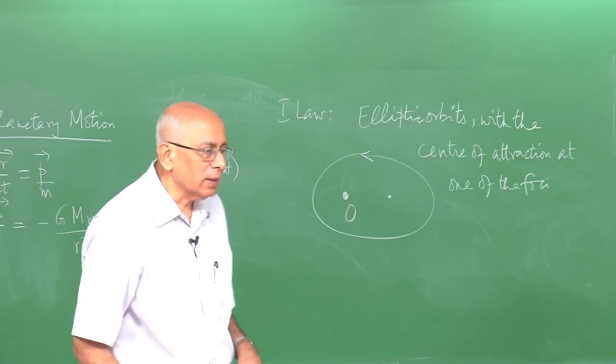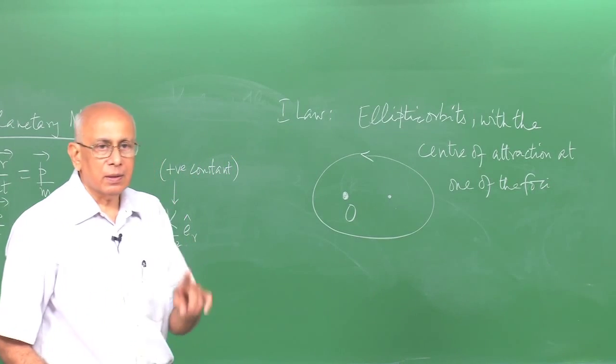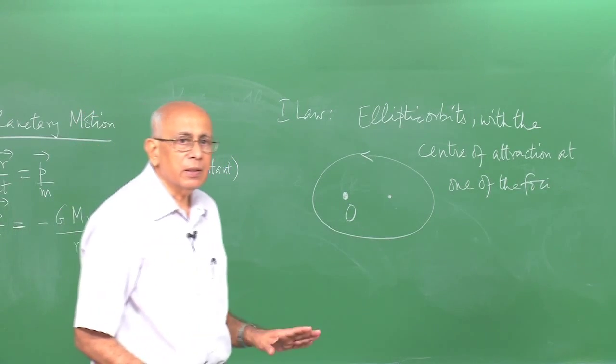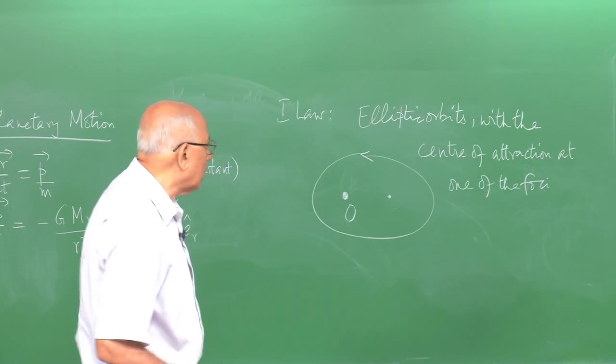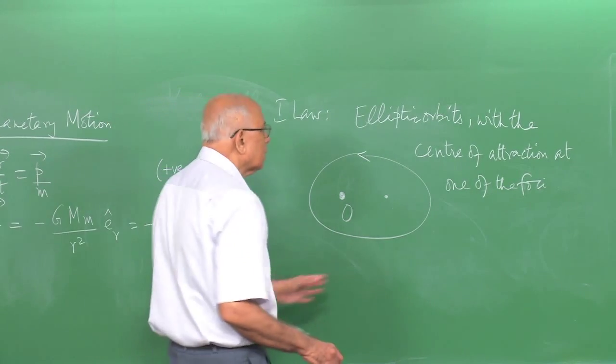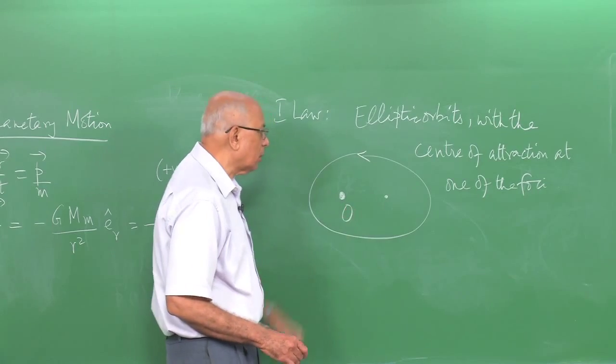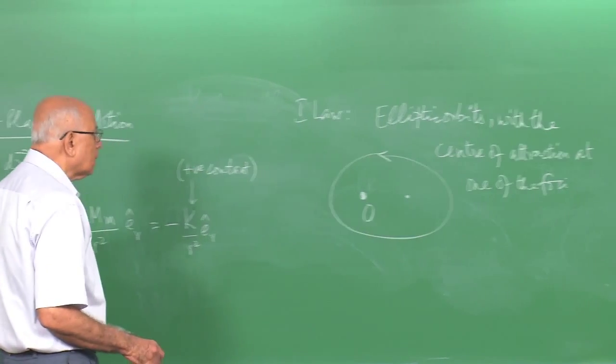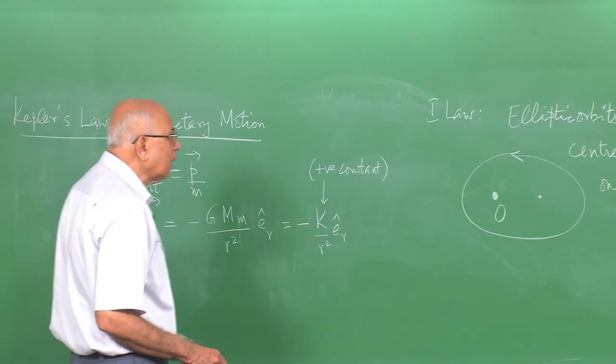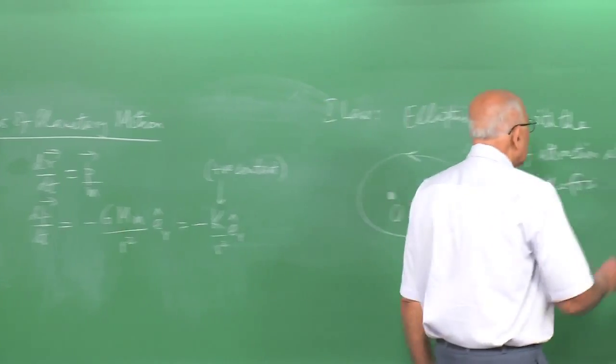I will come back to this and point out there is one other central force in 3 dimensions for which you have elliptic orbits possible, but with a slight difference from what this law says. We will come to that subsequently. So that is what the first law said. The second law said something more general.